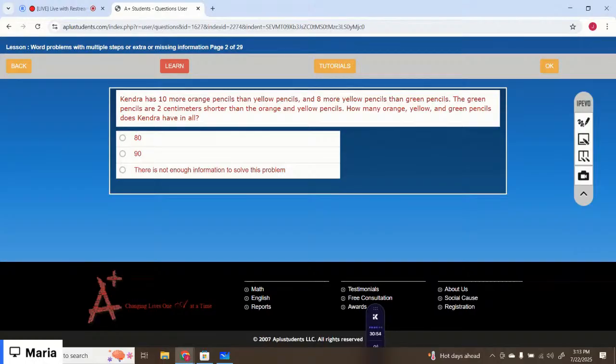Kendra has 10 more orange pencils than yellow pencils and 8 more yellow pencils than green pencils. The green pencils are 2 centimeters shorter than the orange pencils and yellow pencils. How many orange, yellow, and green pencils does Kendra have in all?